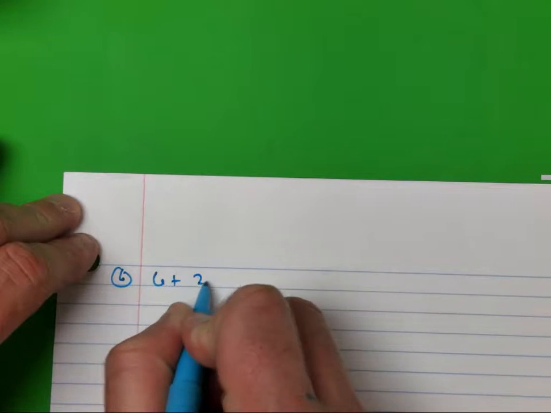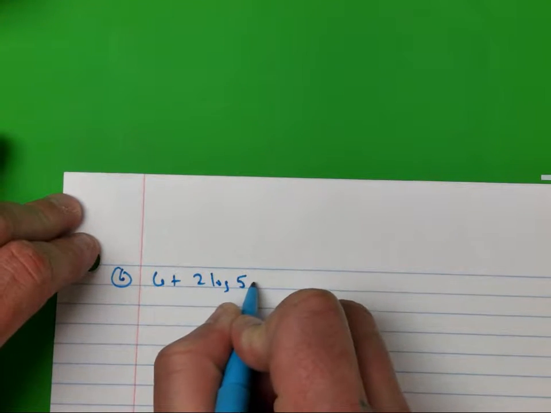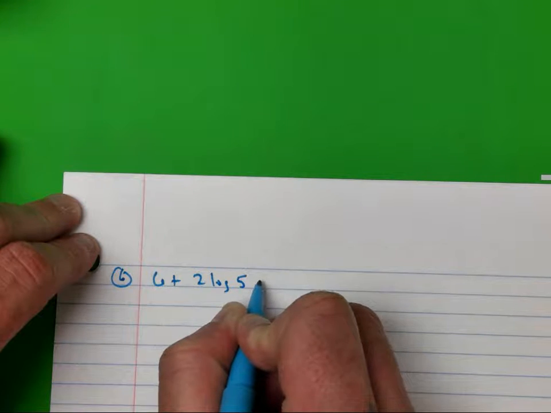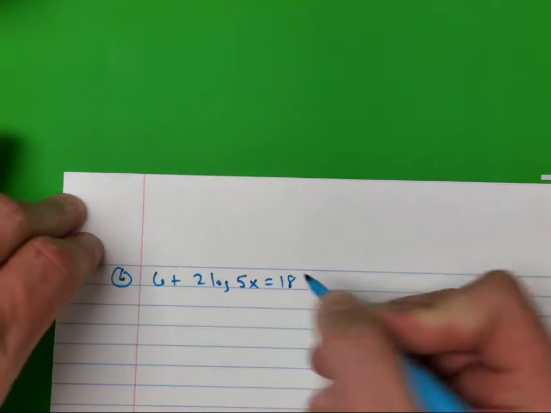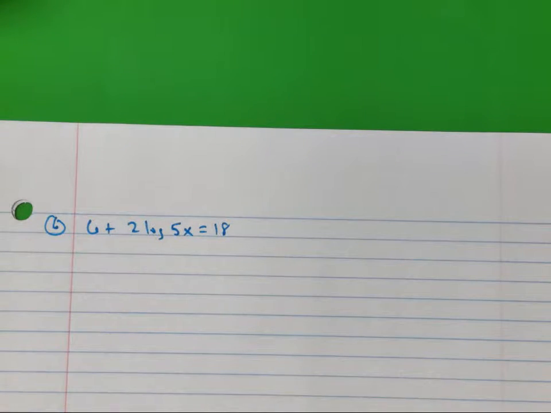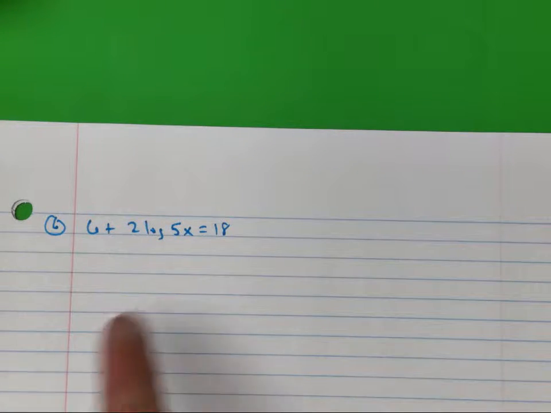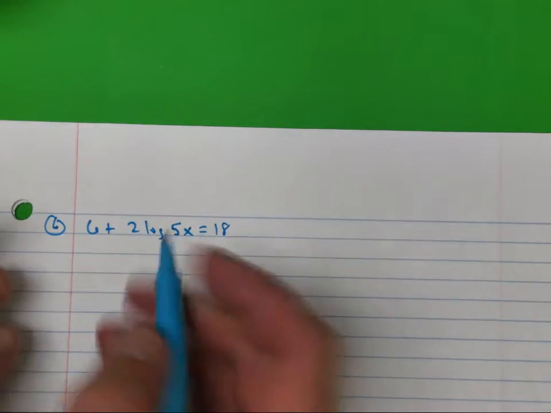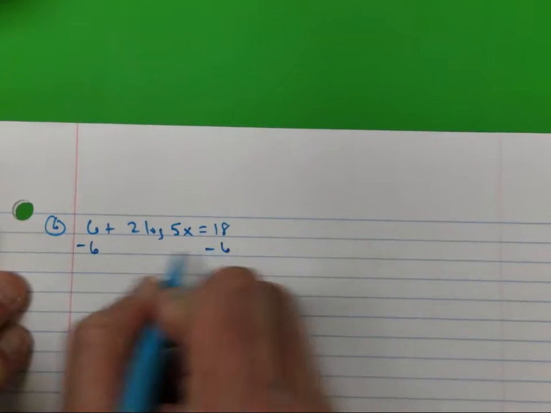6 plus 2 log, that's understood base 10, of 5x equals 18. Okay, this is logarithmic. So step 1, you see if you only have one log. I do, so I'm going to put an exponential. But before I do that, guys, I have to get the log isolated. So I'll move the 6 over as a negative 6.